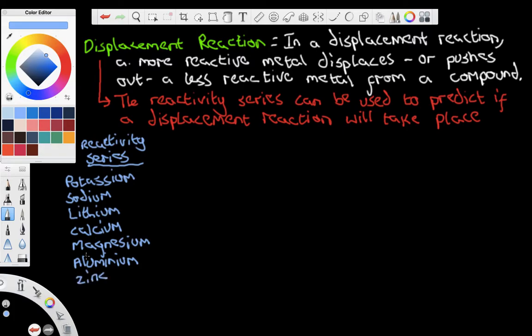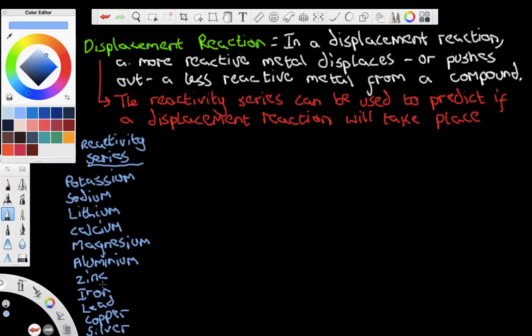I'm going to have enough room. Iron, lead, copper. And then we've got silver and gold. Okay? So silver, and I'm not going to be able to fit gold on, but you should be able to see that from yesterday's lesson.